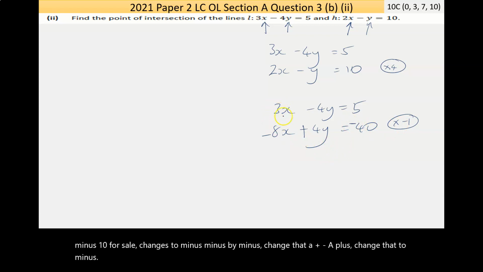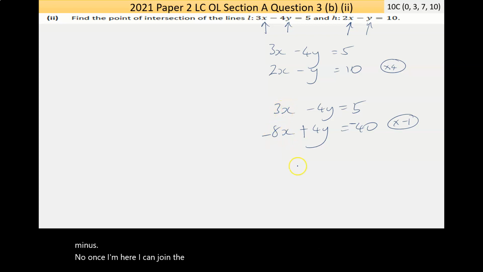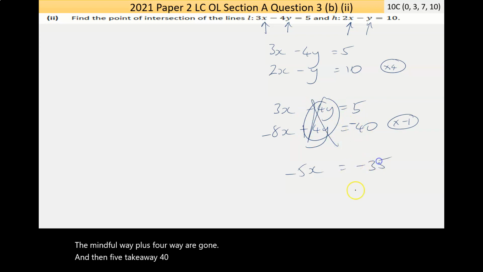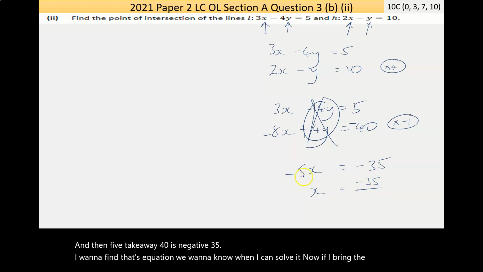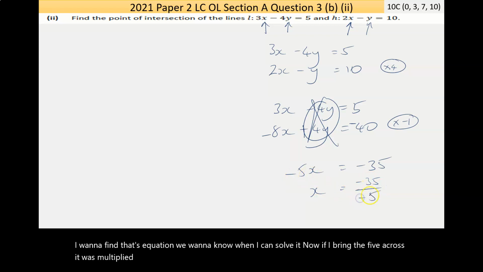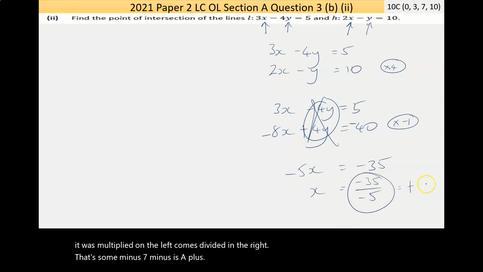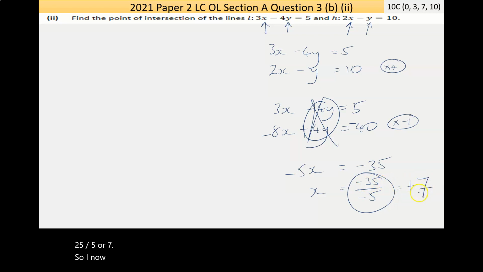Now, once I'm here, I can join the two equations together. So 3x minus 8x is minus 5x. The minus 4y plus 4y are gone. And then 5 take away 40 is negative 35. If I want to find that equation of one unknown, I can solve it now. If I bring the 5 across, it was multiplied on the left, becomes divided on the right. That sum, minus divided by minus is a plus, 35 divided by 5 is 7. So I now know x is 7.